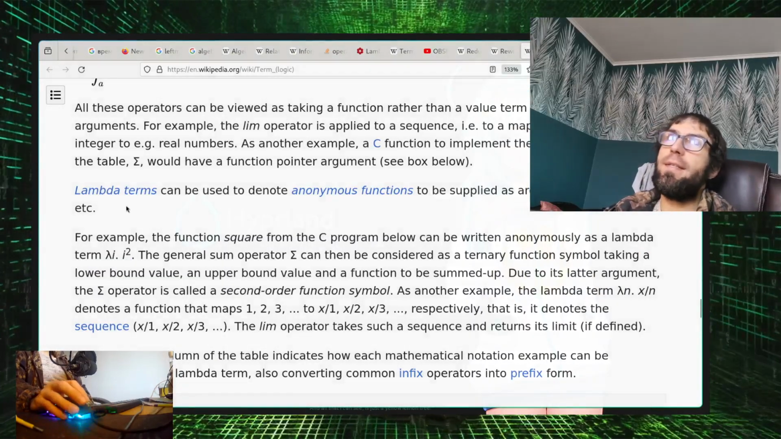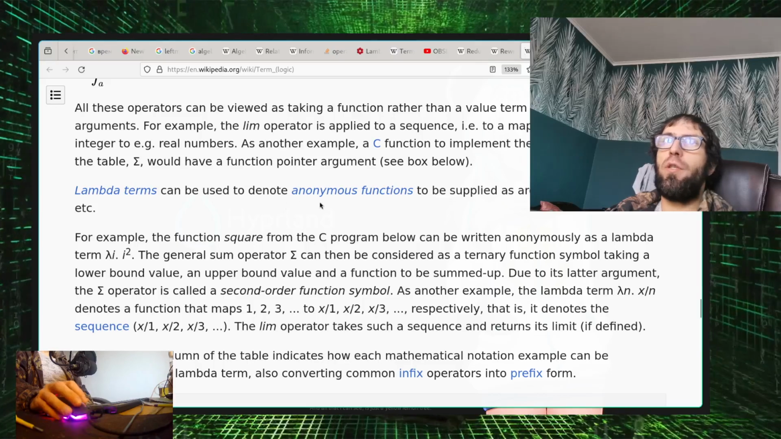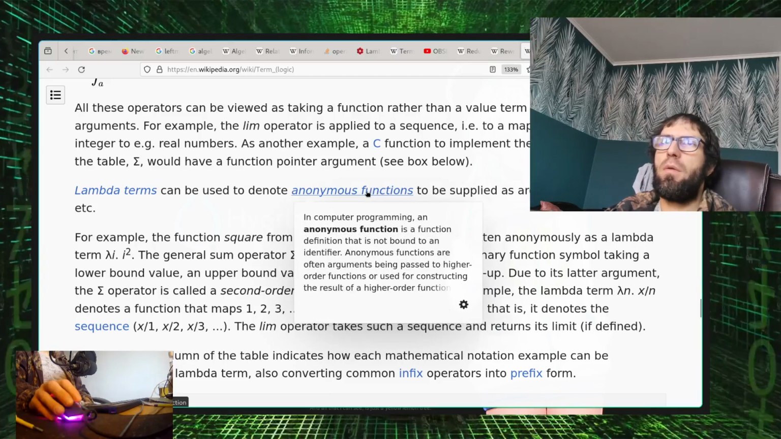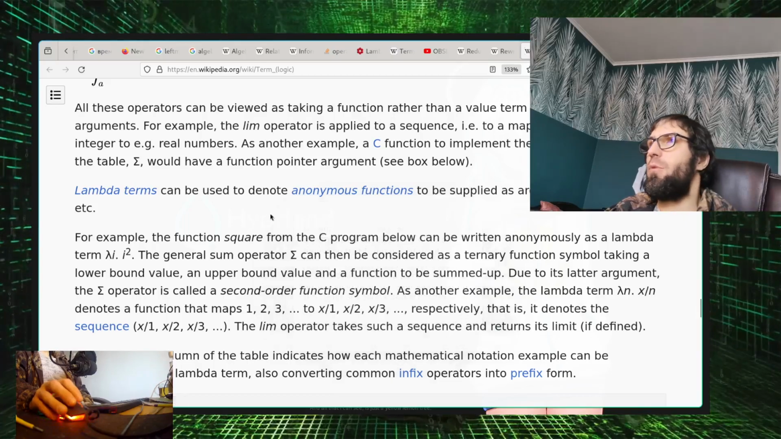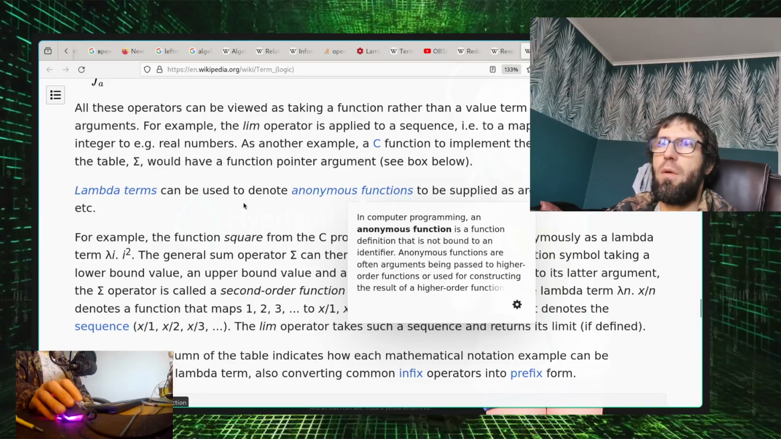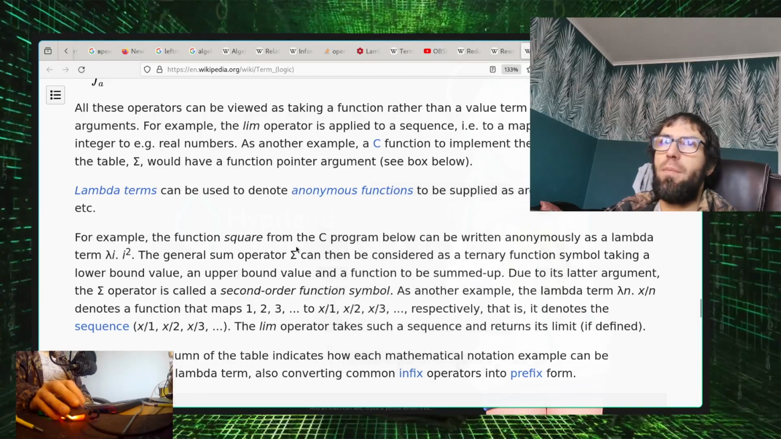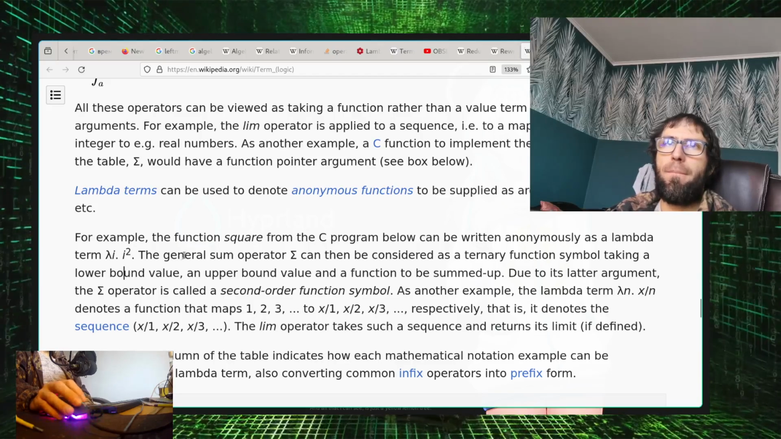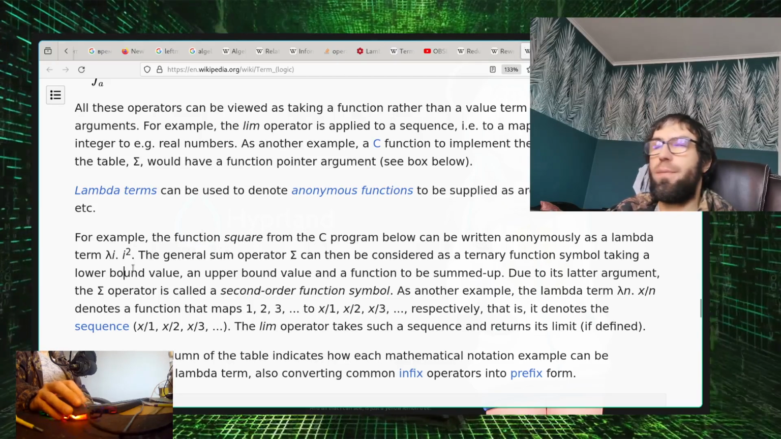Also, there exist lambda terms which can be used to denote anonymous functions to be supplied as arguments to other functions. An anonymous function is just a function which doesn't have a name, as we can see. For example, we can define this lambda term, which defines the mathematical object that represents the square function, the power 2 function.